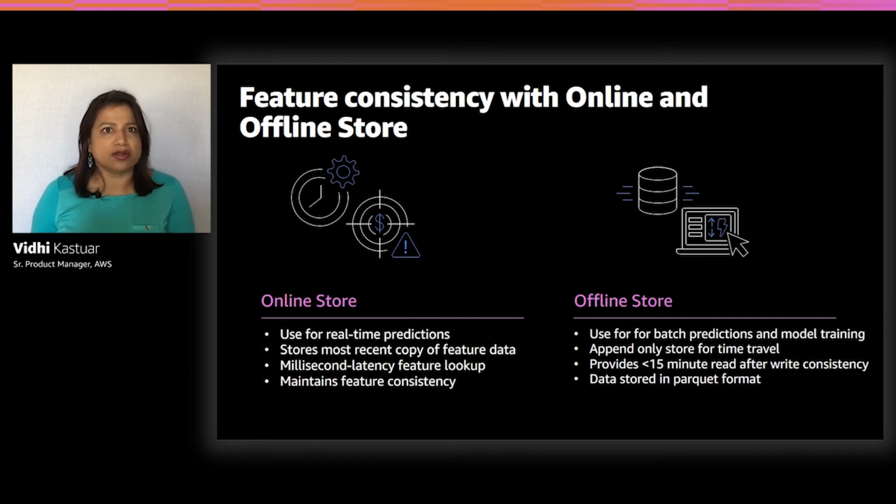The offline store stores features primarily used for batch predictions and model training, and it is an append-only store that allows it to track all of the historical values of different features and enable time travel-like use cases. The offline store provides the less than 15-minute read after write consistency for feature data, and it stores data in a Parquet format for easy querying of that data.